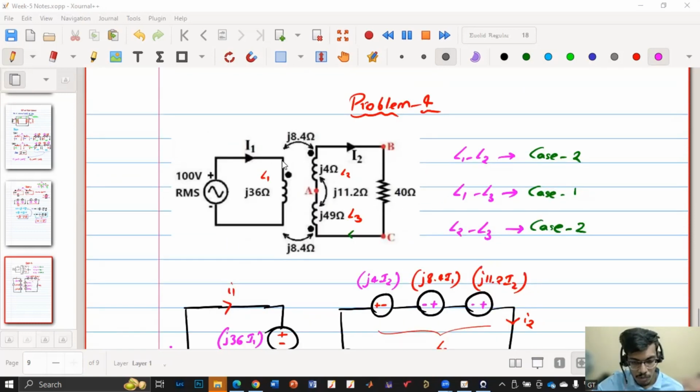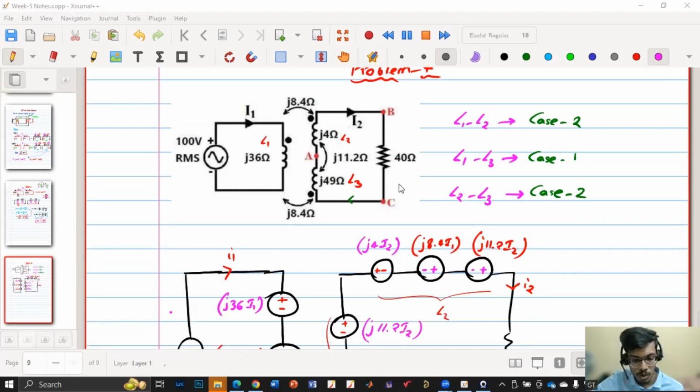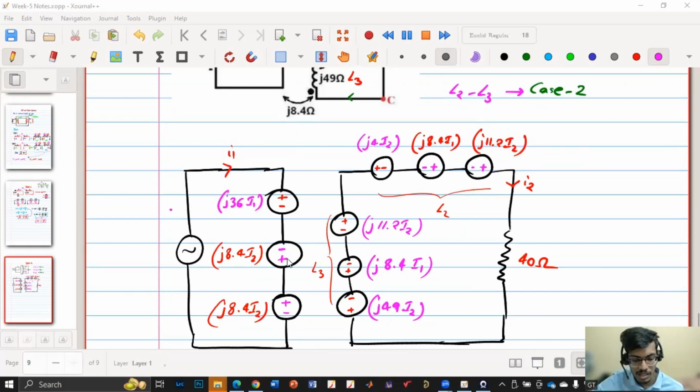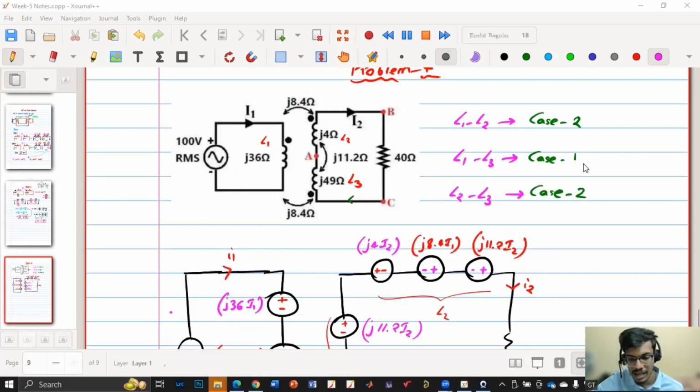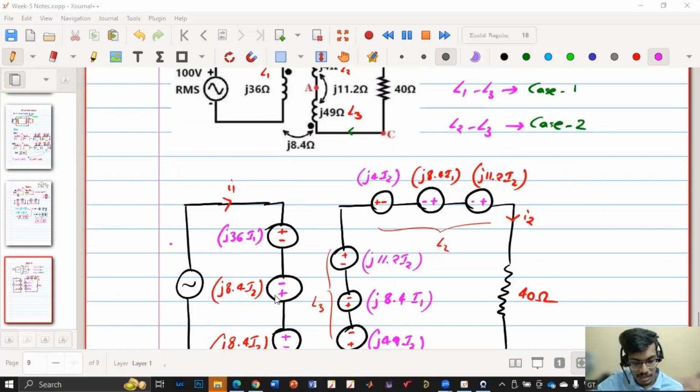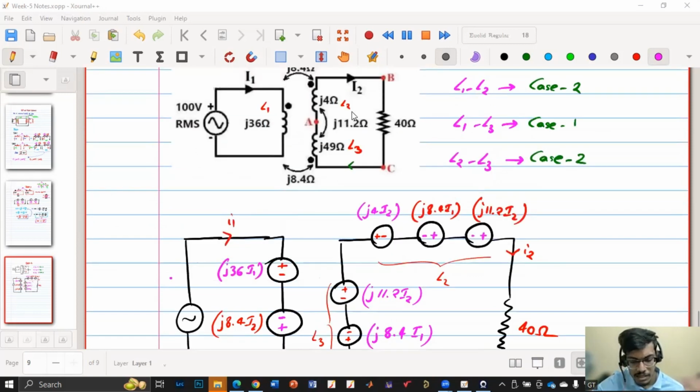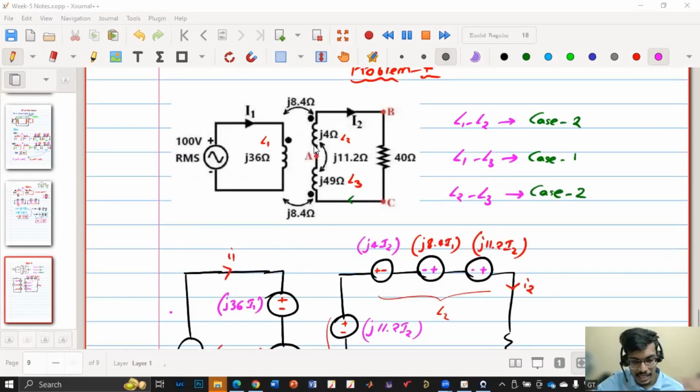So now when you come to L1, L2, the case is 2. So it will have an opposite polarity. So if this is plus minus, this is minus plus. And L1, L3 will have case 1. So if it is plus minus, this is plus minus. Similarly, L2, current is entering at this point, right? So this terminal will be plus, the other terminal will be minus. Now, L1 and L2 will have case 2, so this has opposite polarity. L2 and L3 is also case 2, so that also has opposite polarity.